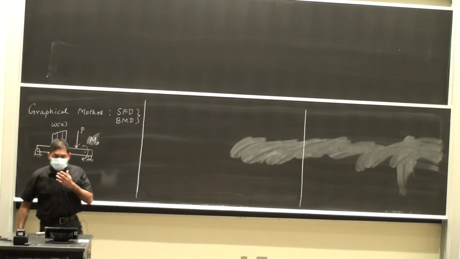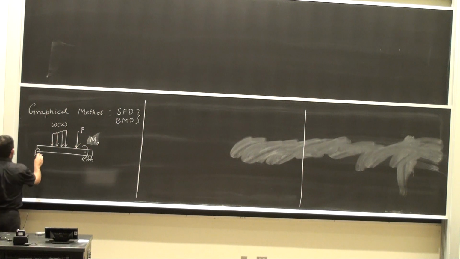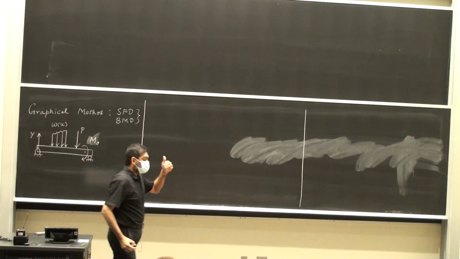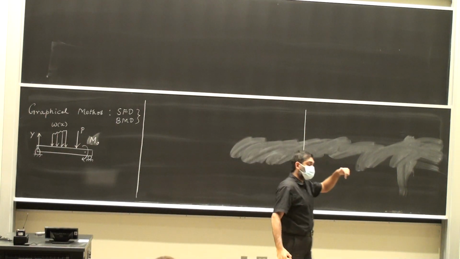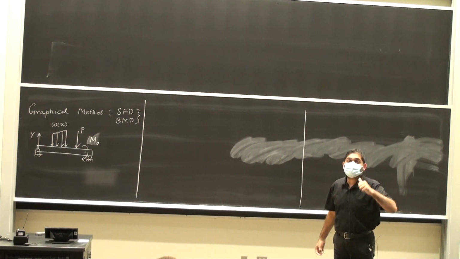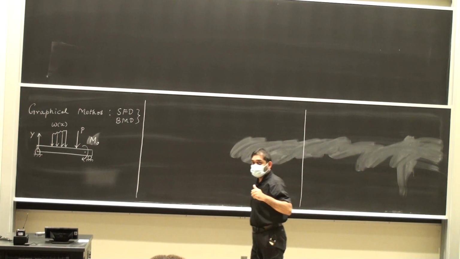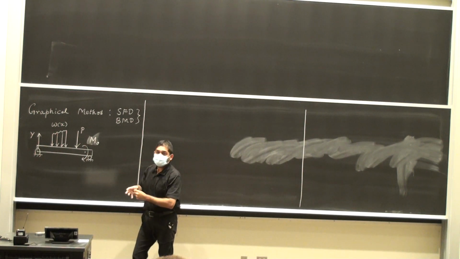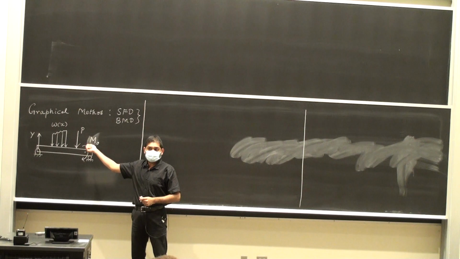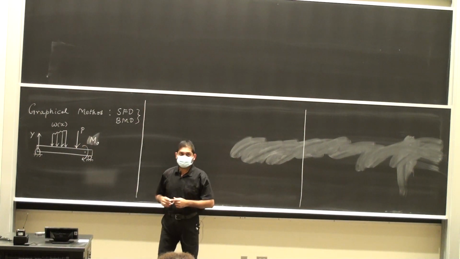To do that, I set up my coordinate frame. This is my positive y direction, so you can immediately recognize that the load P is acting in the negative y direction. The load intensity W of x is acting in the negative y direction. What's the sense of the couple moment? The right-hand rule tells me that this is going to be pointing into the page, so this is a clockwise couple moment.